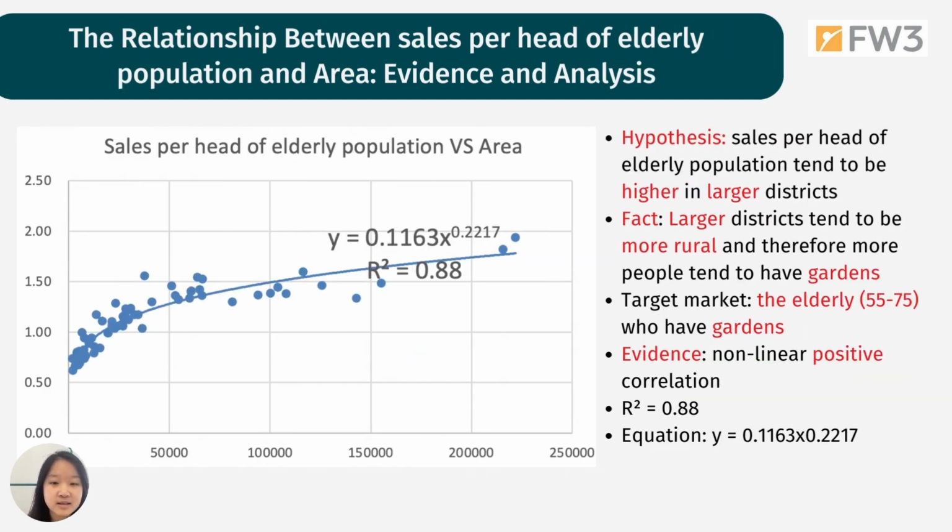We also have a hypothesis that sales per head of elderly population tend to be higher in larger districts, as they tend to be more rural, and therefore more people tend to have gardens. Since Freedom's target market is the elderly who have gardens, we want to explore the relationship between sales per head of elderly population and area. You can see that this scatter shows the relationship is a nonlinear positive correlation. So this evidence verifies our hypothesis.